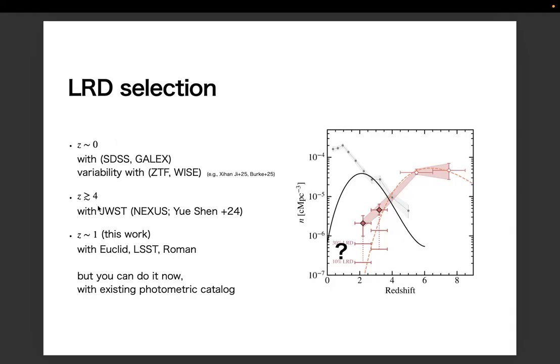Actually, you can select little red dots from V-shaped spectra: blue UV and red optical, selected with data from different telescopes. For redshift 0, they use SDSS and GALEX, UV and optical, and search variability with ZTF and WISE. For redshift 4 and larger, they use JWST. But at redshift 1, we can in the future use Euclid, LSST, and Roman, but you can do it now using existing photometric catalogs.